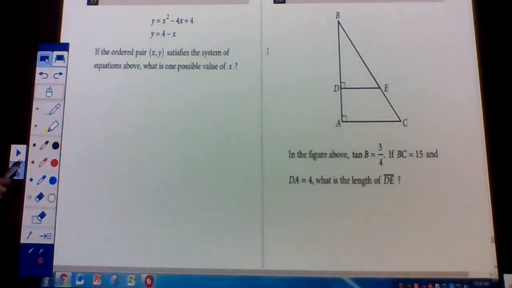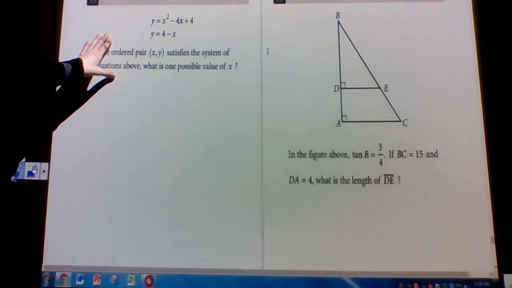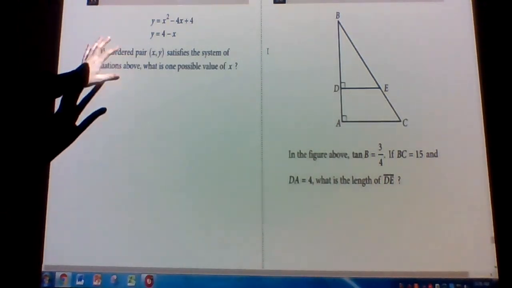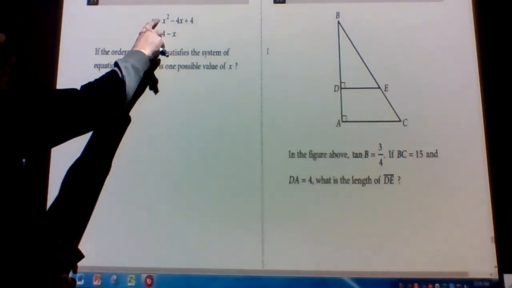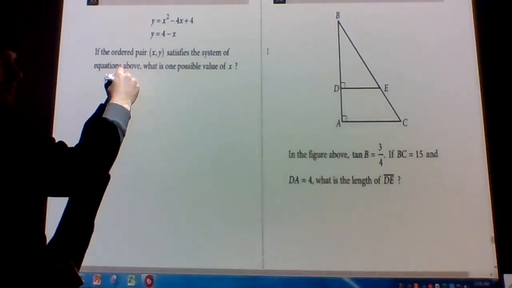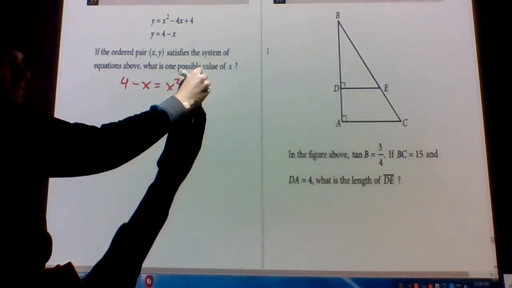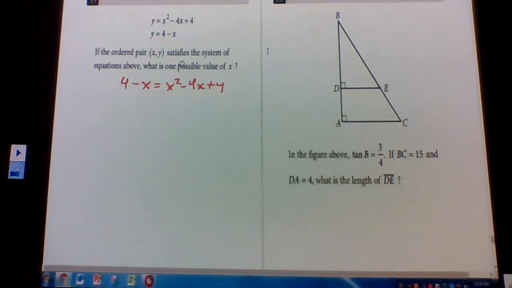Menu 3-2. You have 2 equations. You can just use menu 3-2 on this one, although it's not linear equations. Let's try it by hand, and then we'll see what menu 3-2 gives us. We can use substitution here. So 4 minus x equals x squared minus 4x plus 4. Menu 3-2 is not going to work because they need to be linear equations for menu 3-2.